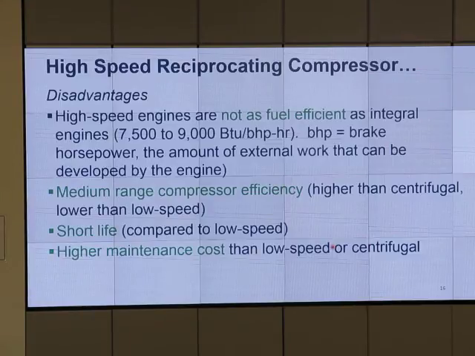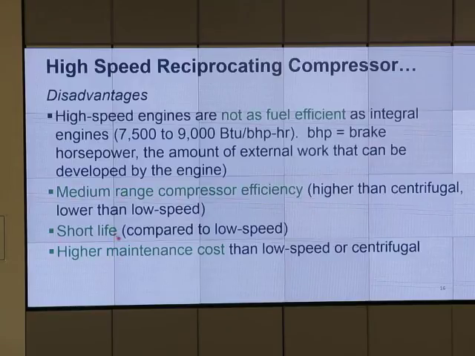It has disadvantages, okay? High-speed engines are not as fuel efficient as integral units. That's one of the disadvantages. And we have 7,500 to 9,000 BTU per bhp, brake horsepower per hour. bhp is brake horsepower, the amount of external force that can be developed by the engine. So we need about 9,000 BTU per hour per horsepower. Okay, but for integral unit, it will be more efficient. It has a medium range of compressor efficiency, higher than centrifugal but lower than the low speed. So the efficiency is somewhat more than centrifugal.